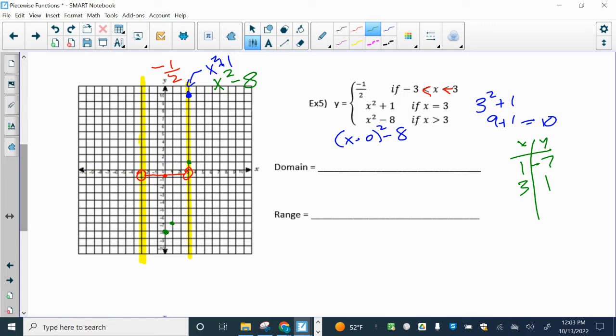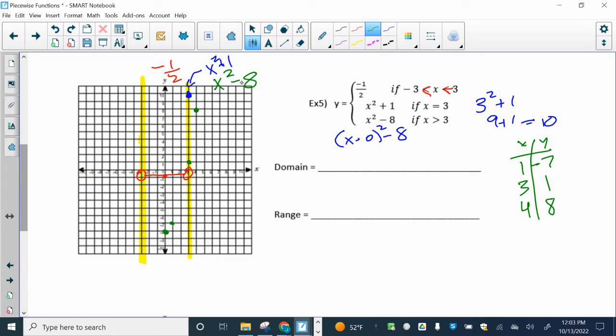Plot a point there. We can keep going. Maybe we go to 4. 4 squared is 16, minus 8 is 8. So 4 comma 8. So it's going up quick from here. Okay, so we see this parabola taking shape in here.